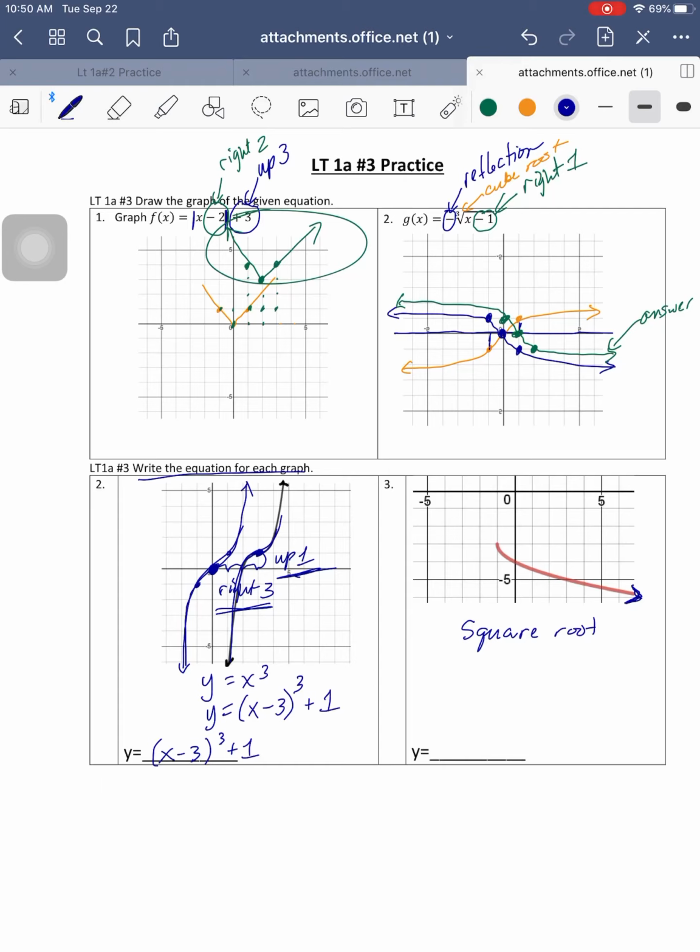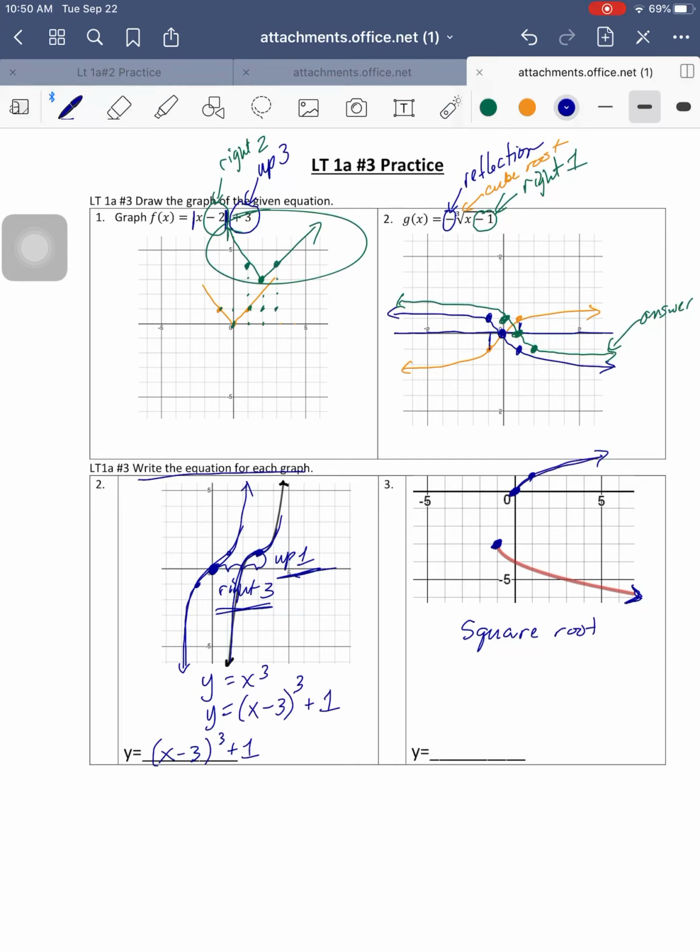So a square root function. From the parent function, it starts at 0, 0 and goes off to the right. 0, 0, that's the starting point. I'm going to look for where the starting point is. It's right here at -1, -3.